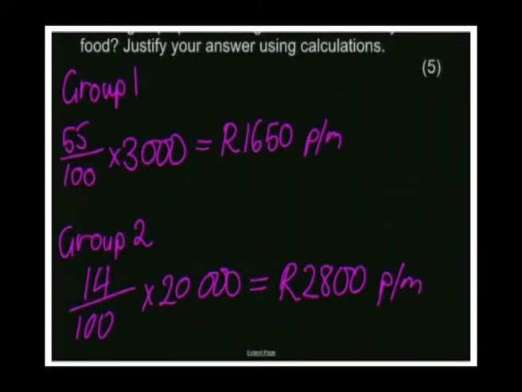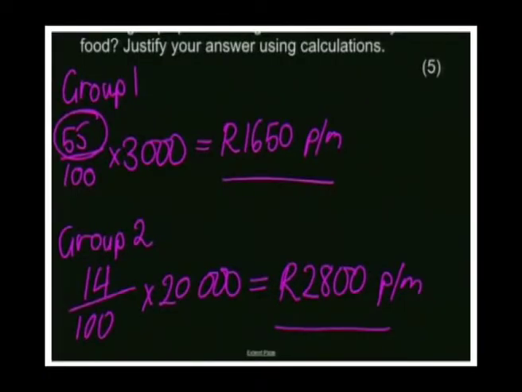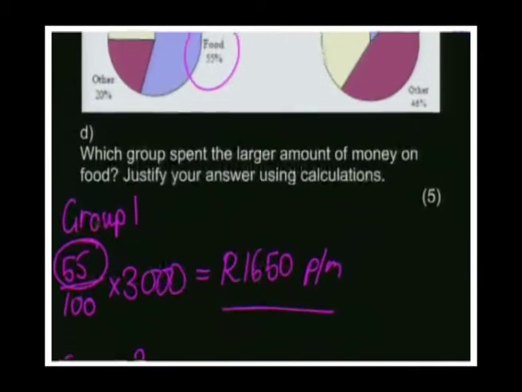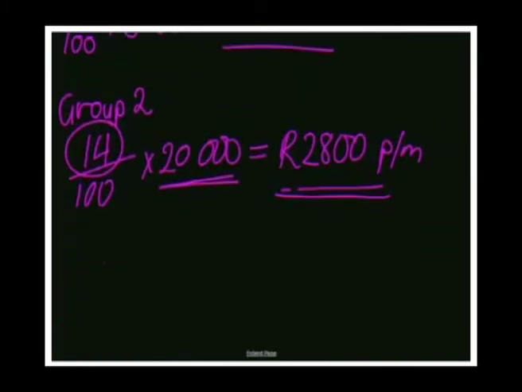So as you can see, grade 11s, even though Group 1 spends a larger percentage of their income on food, the actual amount that comes out is far less than the amount Group 2 spends on their food. They spend a smaller percentage, but because it's a smaller percentage of a much larger amount, the amount at the end of the day that they spend on food is more. So if you want to say, finally, who spends the larger amount of money, you can say Group 2 spends more on food.